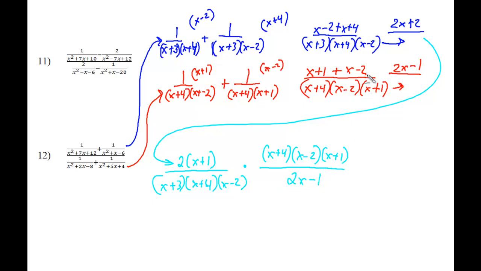It's real sad. I was kind of hoping that there'd be some simplification here, and barring a mistake, there's nothing I can really do there but cross out this, and this, this, and this, and unfortunately there's nothing we can crisscross on this side, nor that side, so my answer here is 2 times the quantity of x plus 1, or x plus 1 quantity squared, over x plus 3 in my numerator, and 2x minus 1 in my denominator.